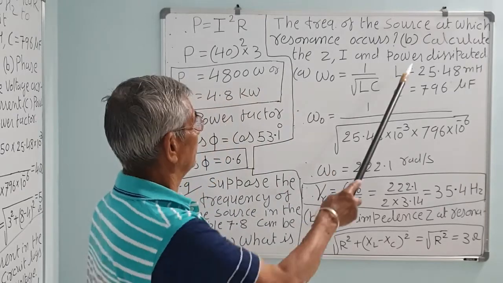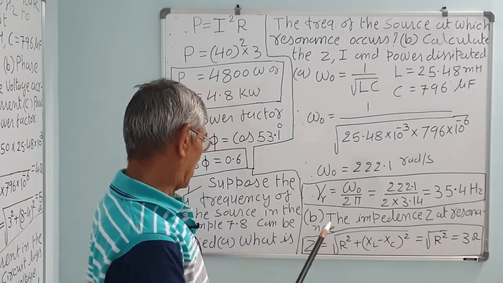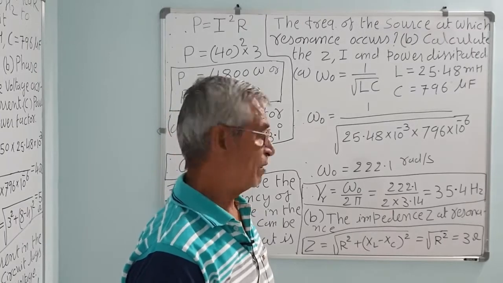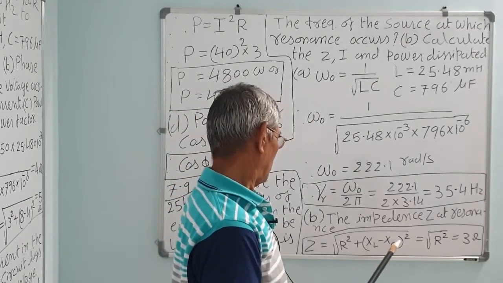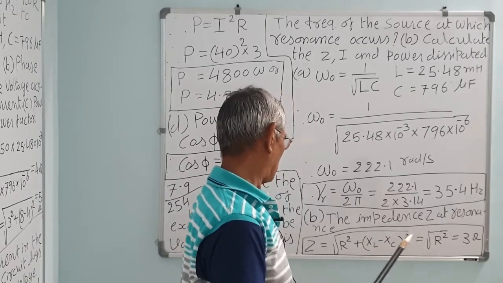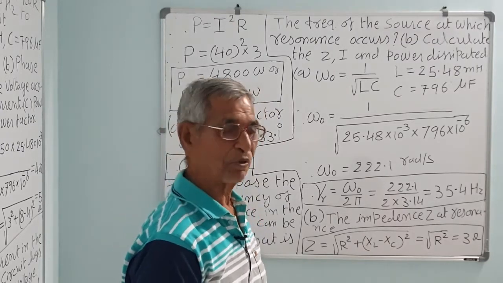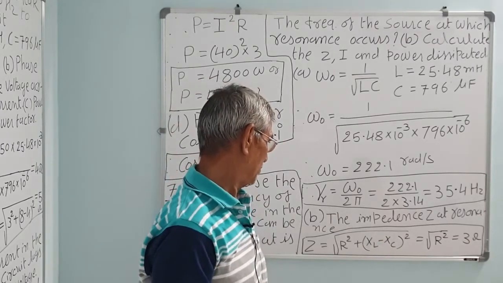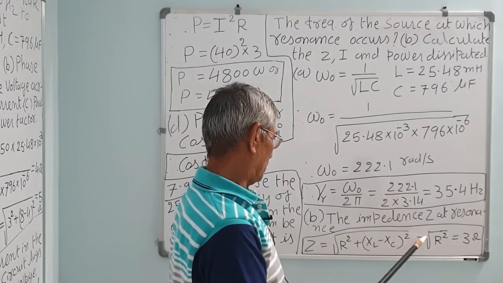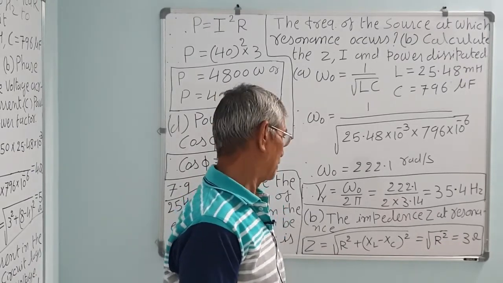Next, part B. Calculate the impedance Z and the power dissipated. We know that Z is equal to under root R square plus (XL minus XC) whole square, or you can say XC minus XL, it does not matter. At resonance frequency, XL minus XC is 0, because both are out of phase; the phase difference is 180 degree. So that is equal to under root R square, that is the resistance value, 3 square.